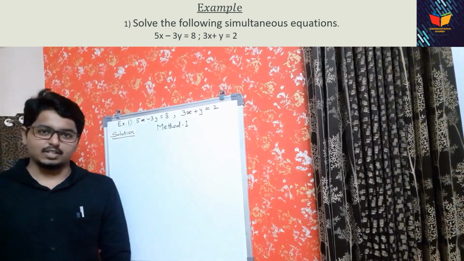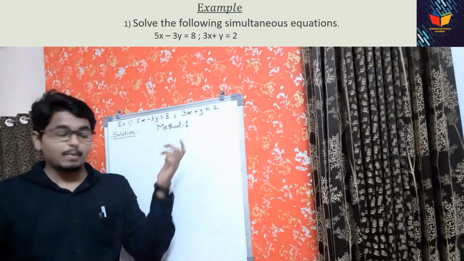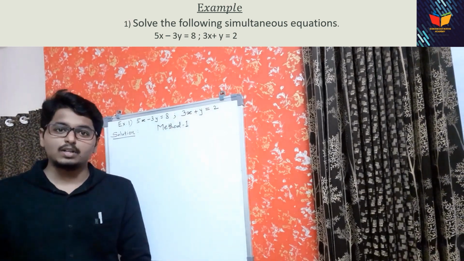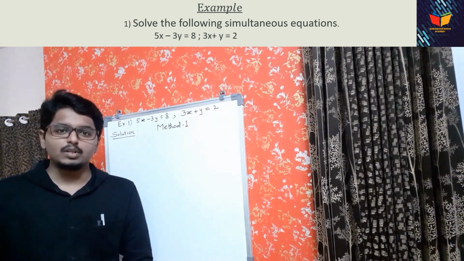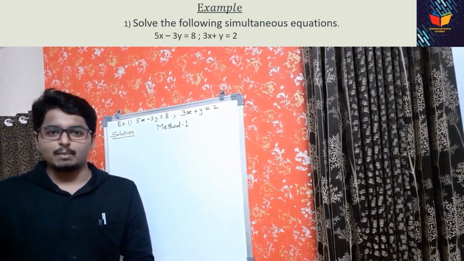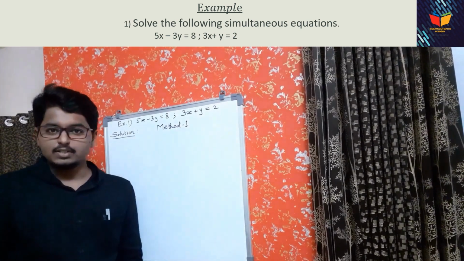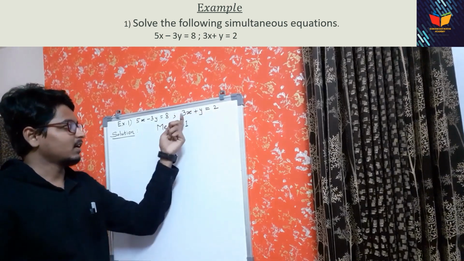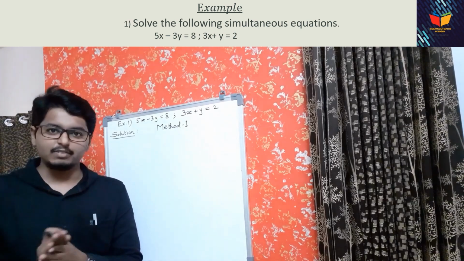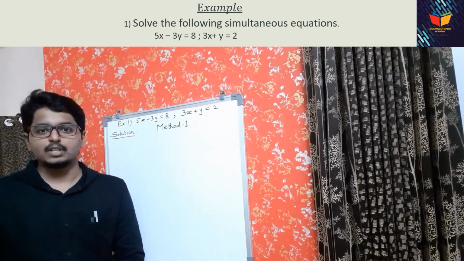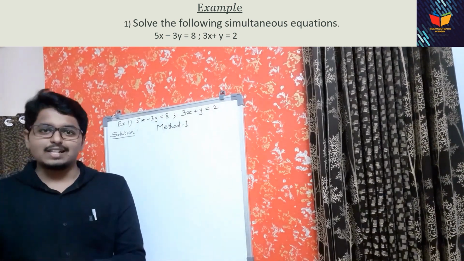There are two methods to solve the simultaneous linear equation. By method 1, you can solve nearly all simultaneous linear equations. But by method 2, you can solve some specific simultaneous equations in which a single variable is given alone, meaning that x or y should be alone. There should not be any number with them. So at that time you can use method 2. Now in this video we are going to see method 1 as well as method 2.